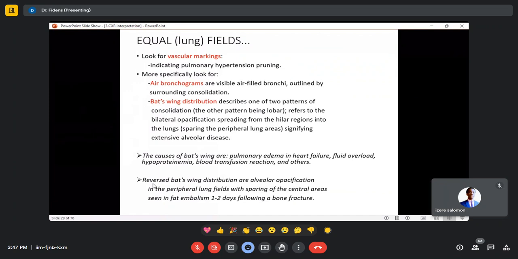But there is also what we call reversed bat's wing, where the opacities are peripheral, not medial. They are not paracardiac, they are peripheral, but medially there is no opacity. That's called the reversed bat wing. It is normally seen in fat embolism, in case of trauma, like femoral fracture or something. When you see a reversed bat wing distribution of opacities or alveolar opacification, think of fat embolism in case of trauma. But bat wing opacities are commonly seen in pulmonary edema. Okay? Is it clear?